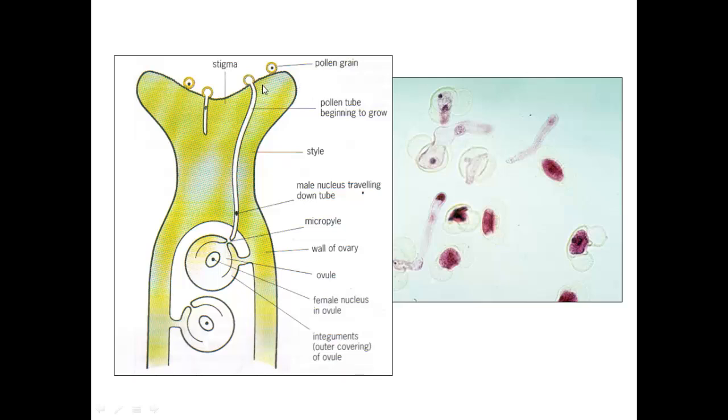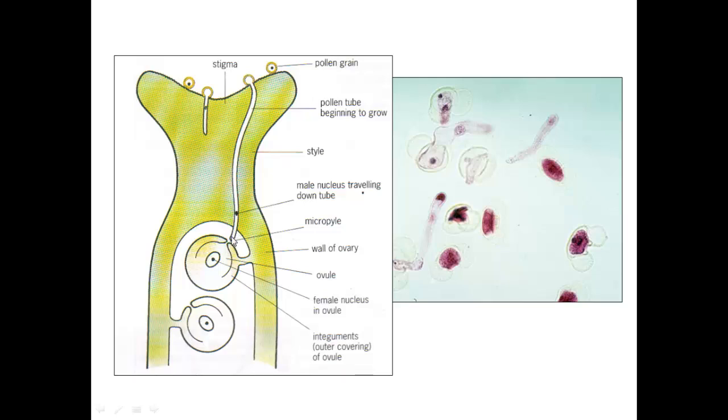So here we go. This is one starting here. The tube is started. It's digesting its way using enzymes down the style, and that nucleus is following down. So here we go, this one here. It's digested all the way down using enzymes. It's gone all the way down the style. It's going to be digesting a lot of cellulose, so it'll be using the enzyme cellulase. And we've got this nucleus travelling down this tube.